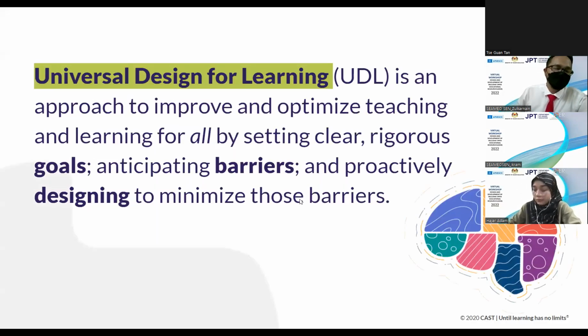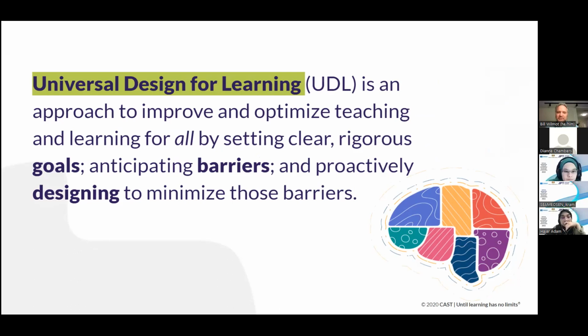So universal design for learning is an approach to improve and optimize teaching and learning for all by setting clear, rigorous goals, anticipating barriers, and proactively designing to minimize those barriers. So I figured I'd throw the definition out there right up front. Definitions are only so useful. You could spend 30 minutes or a week or a lifetime unpacking and understanding what this definition really means.